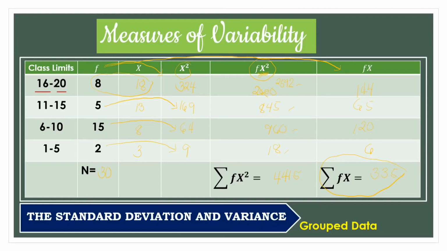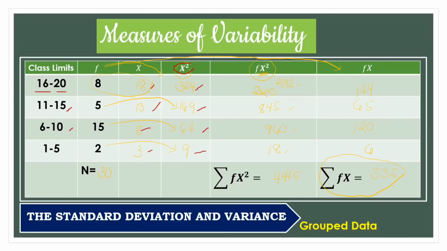So we have 16, 17, 18, 19, 20. The number in the middle is 18. So the class mark for this interval is 18. Next, for the interval 11 to 15, the class mark is 13. For the next one, it is 8. And then the next one is 3. We square each of those to complete the fourth column. So 18 squared is equal to 324, 13 squared is equal to 169, 8 squared is equal to 64, 3 squared is equal to 9.